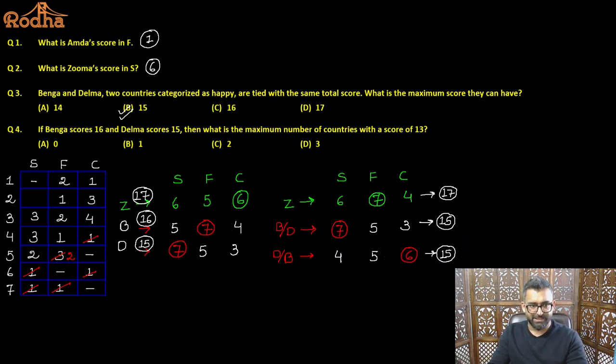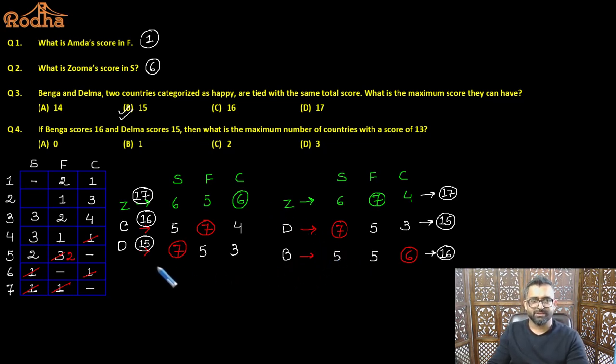So if this is, let's say, D and this is B, this is the maximum score I can get in this particular scenario, 7, 5 and 3. I have to make 16. So if I make 16 here, how do I make 16? It's very simple to make 16. This is 6 fixed, this is 5 and I can take 5 here also. If I take 5 here, it will become 16. So these are the numbers I am going to use.